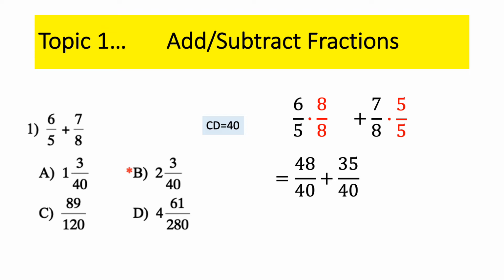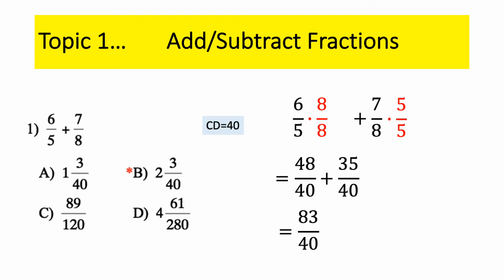Once you have common denominators, you simply add the numerators, the top numbers. 48 and 35 is 83. All right, 83 over 40 is fully reduced. Let's see, is that one of the answers? No, it's not. But notice, it looks like the answers are mostly mixed numbers.